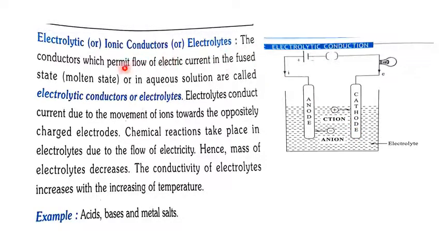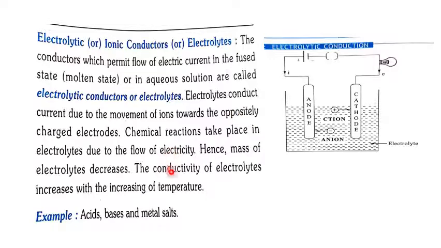The conductors which permit flow of electric current in the fused state or in aqueous solution are called electrolytic conductors or electrolytes. That means when electricity is passed through the aqueous solution, the solution dissociates into ions, and then the flow of electricity takes place by the movement of ions. These types of conductors are ionic conductors or electrolytes.